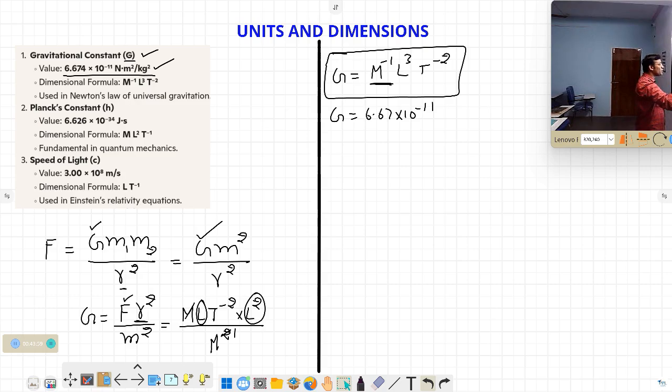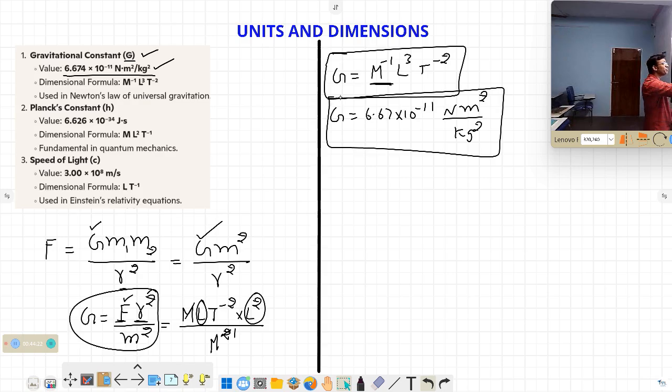And the units of this one, what are the units? Mass means m minus 1, that we can write in terms of the formula, the G formula. Force means newtons, that is Newton meter square by kg square. You can use the unit of this formula. So this constant has a dimension formula as well as units.